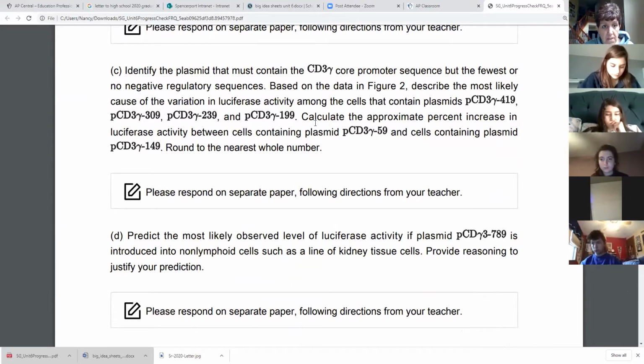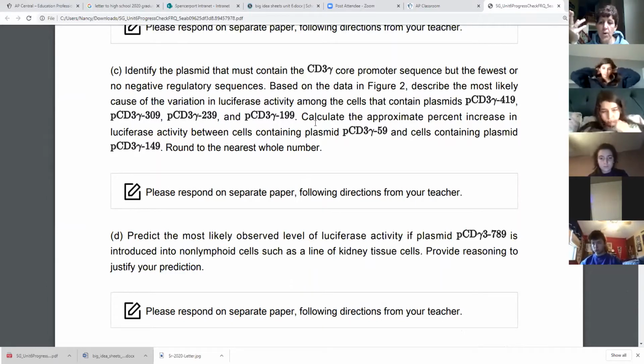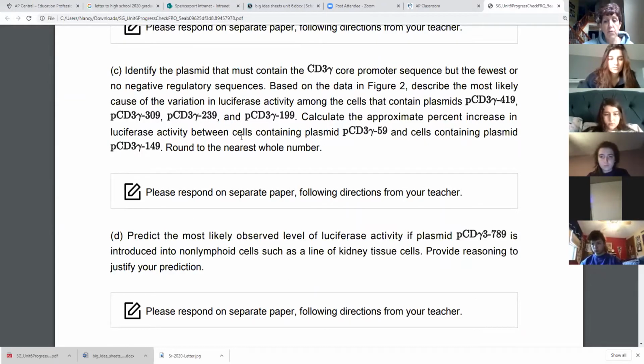Then the next part of this question, actually I'm really, really liking that there's 3 questions inside a question because it makes me not so fearful of the whole there's only 2 questions on the exam feeling. They're at least asking you a lot of questions within questions. More chances to get things right. All right, calculate the approximate % increase in luciferase activity between the cells containing 59 and 149.